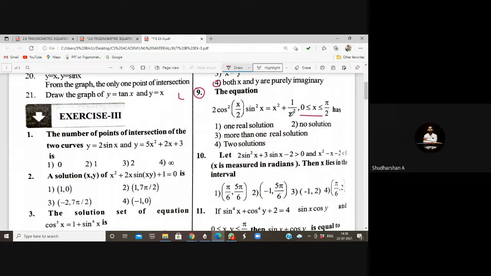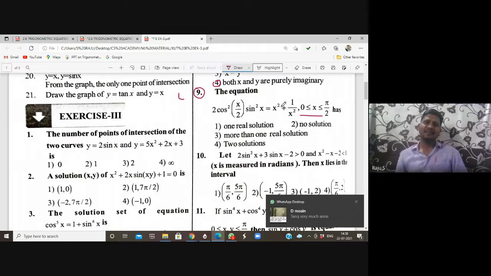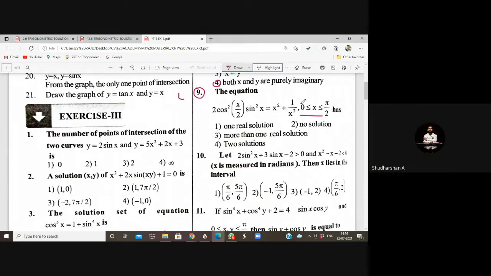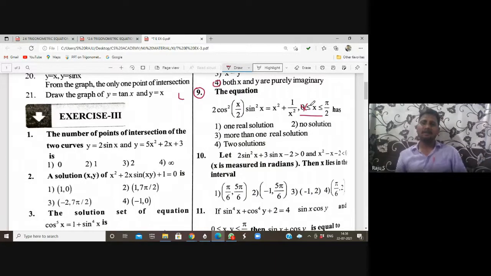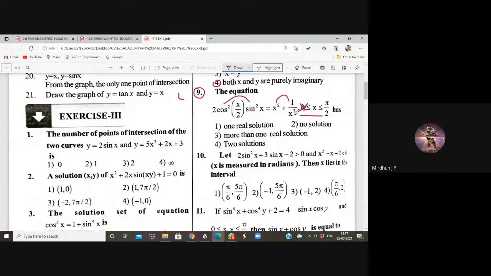If we substitute 0, the left side exists, but the right side becomes 1 by 0, which is undefined. So 0 is not possible. Coming to 90, on the left side we are going to get 1, but the right side is more than 1, 8,100 plus 1 by 8,100.